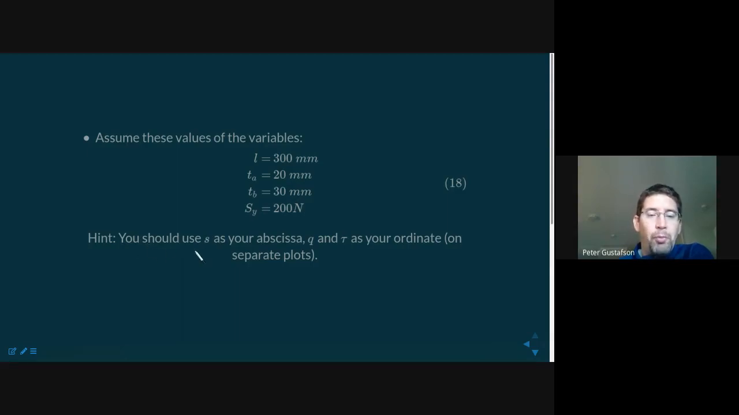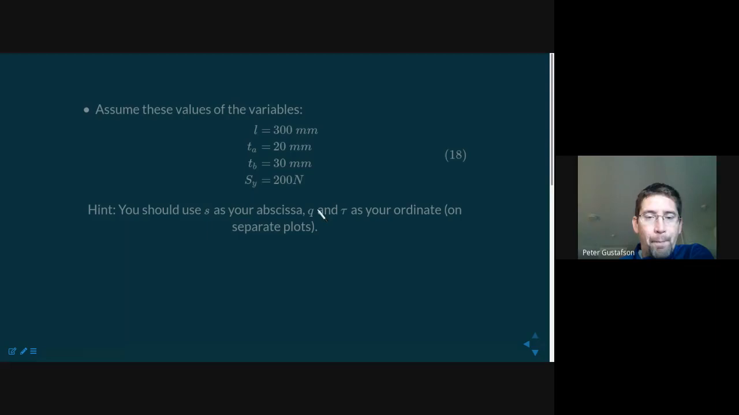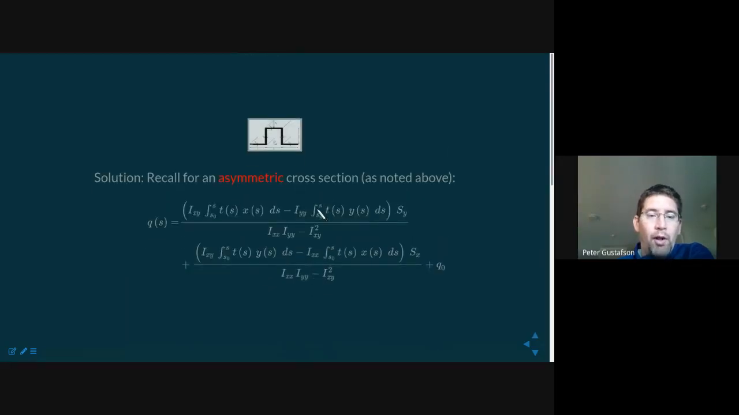Hint here: when you do the plot, you should plot S on the abscissa and the shear stress and shear flow on the ordinate. I'll show you that later. Okay, so the solution is what I gave you here, which is Q. We can calculate the shear flow. The right-hand side is the integral, the left-hand side is Q. Just for the sake of compactness on the integral, I moved the Q0 to the right-hand side. It was more compact on the left-hand side previously. Now I've moved it back to the right-hand side, so I added that plus.